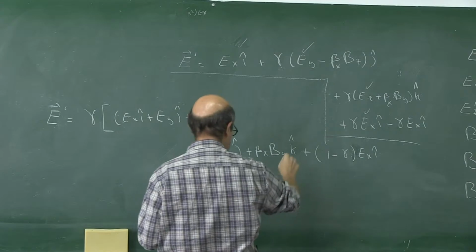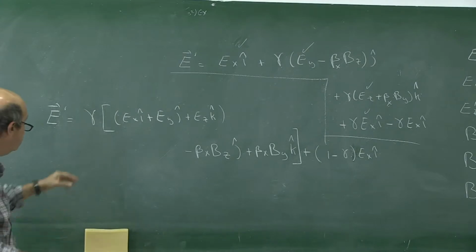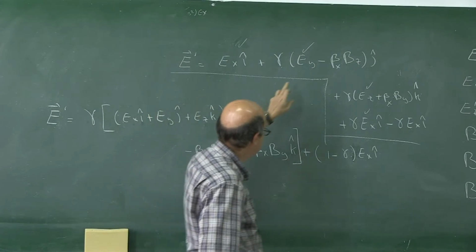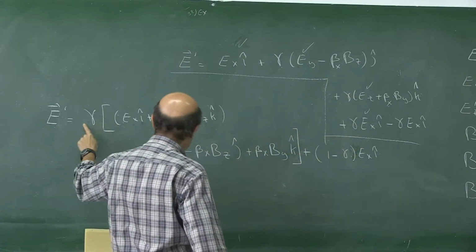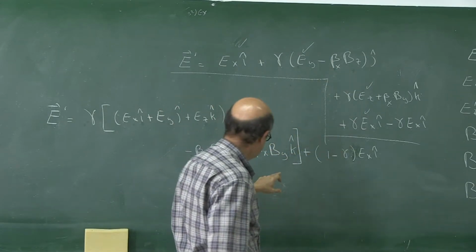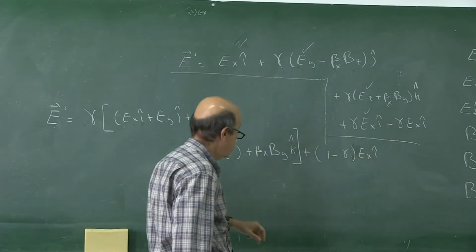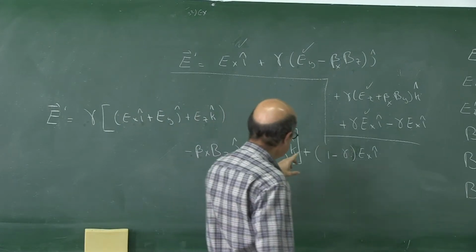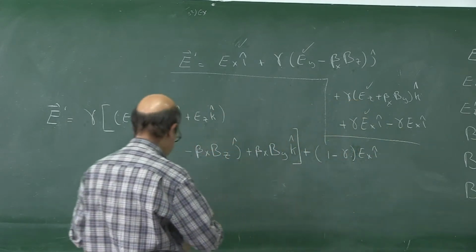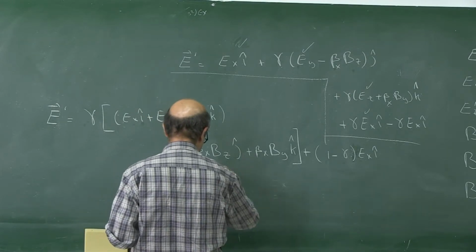Did I close the parenthesis? This is the gamma parenthesis I should close. So let me repeat the situation. Gamma Ex, gamma Ey, gamma Ez, all is here. And in gamma parentheses, minus beta x Bz, we have along j. And what else? In gamma parentheses, beta x, By, along k hat. And the leftover term is Ex minus gamma Ex. So basically, what is this term equal to?